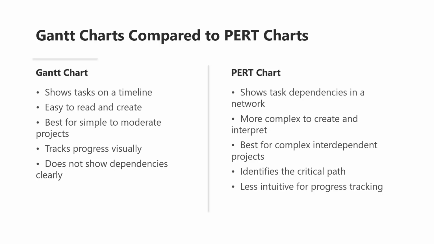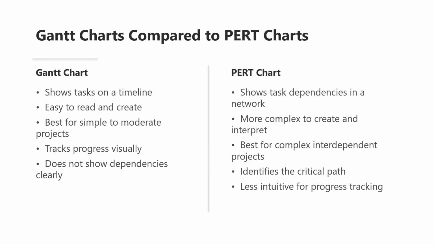PERT charts, on the other hand, are specifically designed to show task dependencies in a network format. They are more involved to create and interpret, requiring an understanding of network diagrams and critical path analysis. They are best suited for projects where many tasks depend on each other and where identifying the longest path through the project is essential for meeting deadlines. PERT charts excel at identifying the critical path, which tells you exactly which tasks must stay on schedule to avoid delaying the entire project. However, they are less intuitive for tracking day-to-day progress.